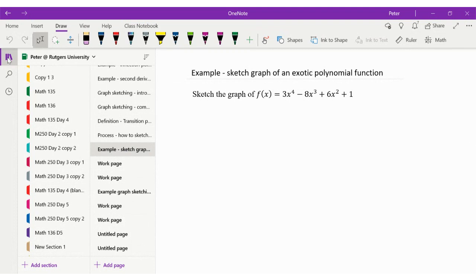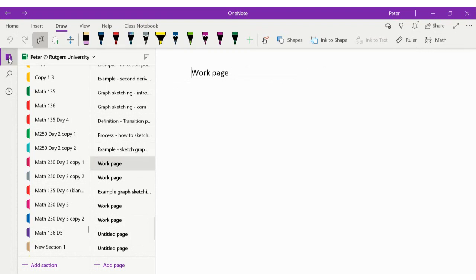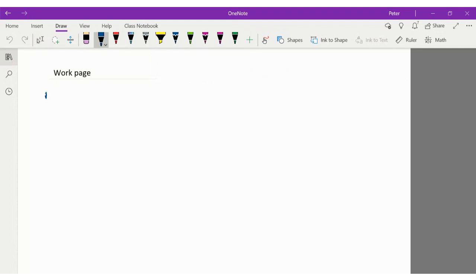Okay, so let me just turn to the next page. We'll do the work, and then we'll come back and draw the graph on this page. All right. So the first thing we need to do is find the first and second derivatives.